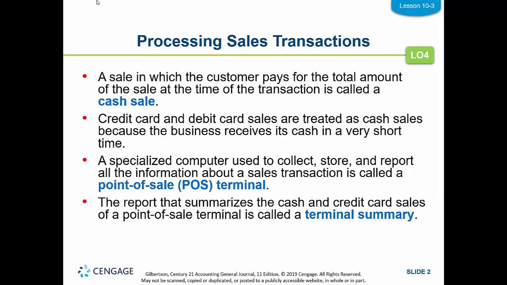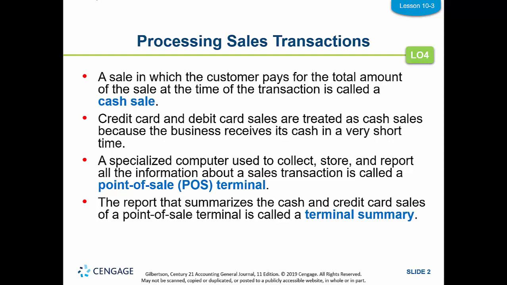So first word, cash sale. Cash sale is a sale in which the customer pays for the total amount of the sale at the time of the transaction. Here's the example. I go to Quick Trip. I walk in. I buy myself a nice hot chocolate. I take that hot chocolate, go over to the cash register. They say $2.50 or whatever the amount is. I hand them $2.50 and walk away. That's a cash sale because they are getting cash at the exact time of the transaction.